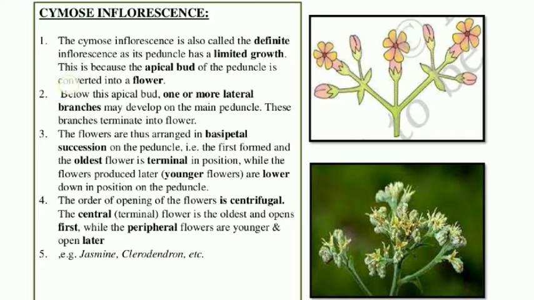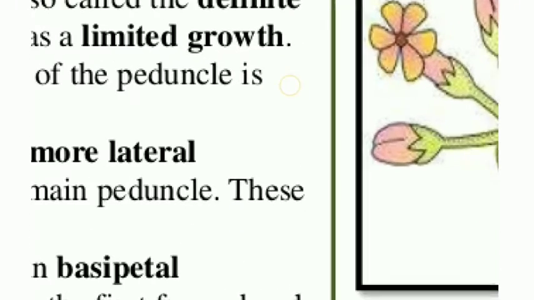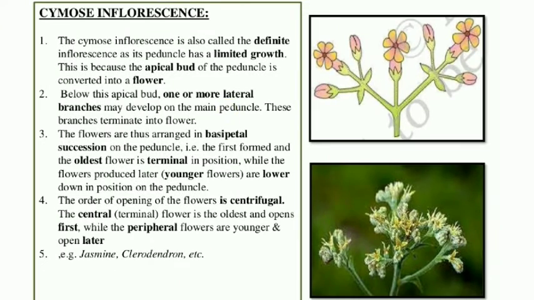And here, below this apical bud, one or more lateral branches may develop. You can see the diagram. This is the flower, and below this, two branches have developed. Those two branches will develop into two new flowers. Okay. So again these branches terminate in a flower.